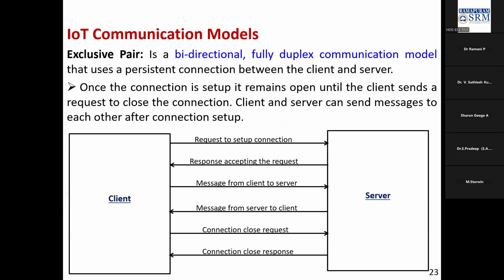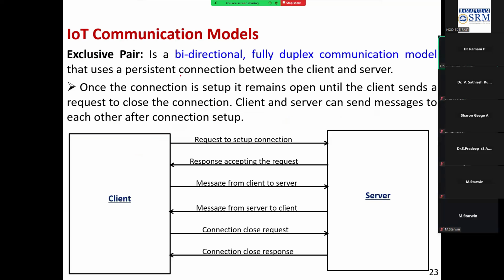Then we have one more communication model called the exclusive pair model. Exclusive pair is a bidirectional model, so two-way communication is possible, transmitting the data and also receiving the data. It supports full duplex communication. Duplex communication means transmission and reception can happen simultaneously.